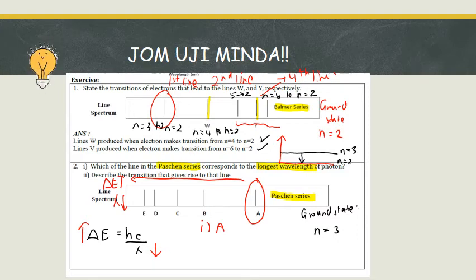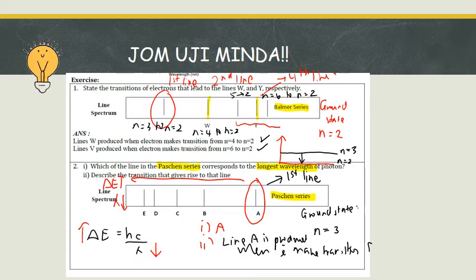Describe the transition that gives rise to that line. Line A is the first line, so the transition happens from n equals 4 to n equals 3. Line A is produced when electron makes transition from n equals 4 to n equals 3.